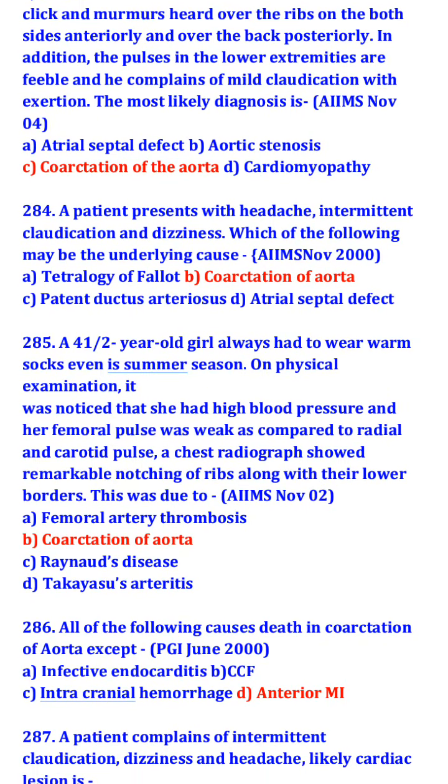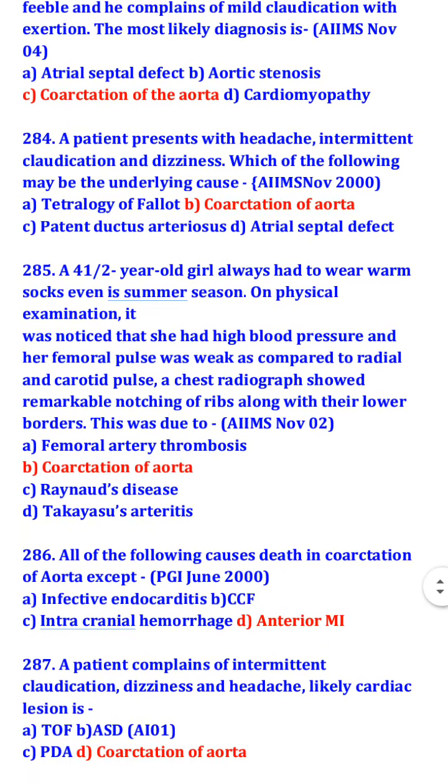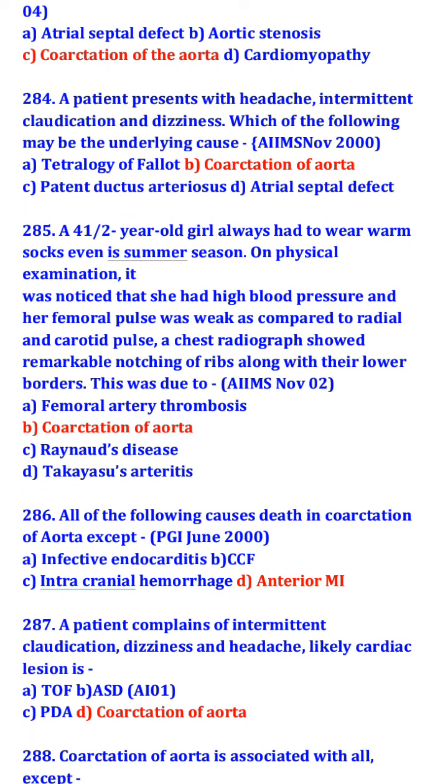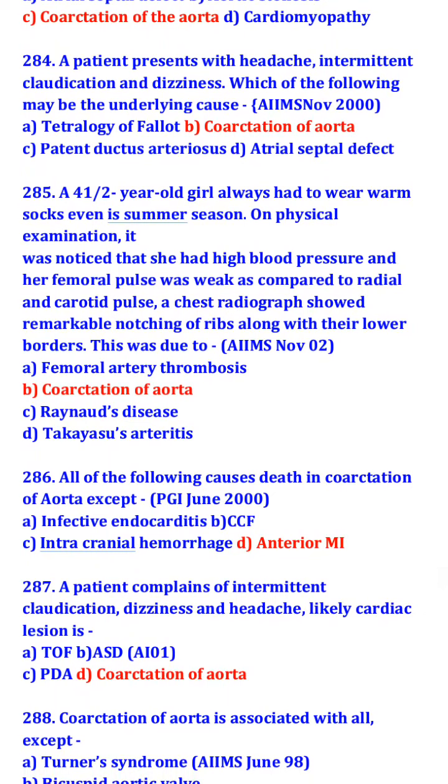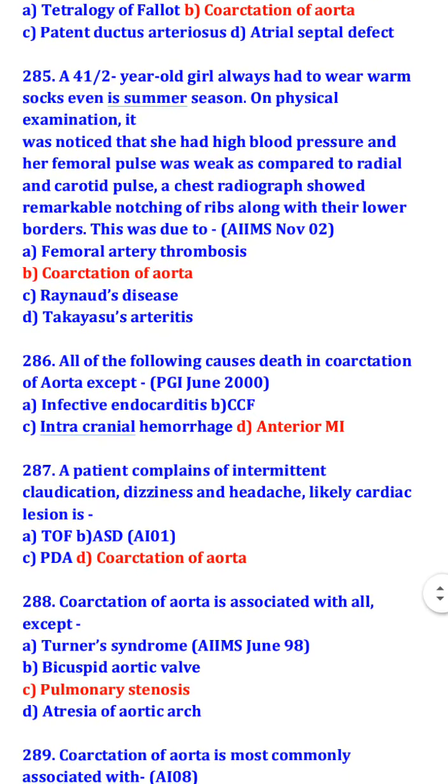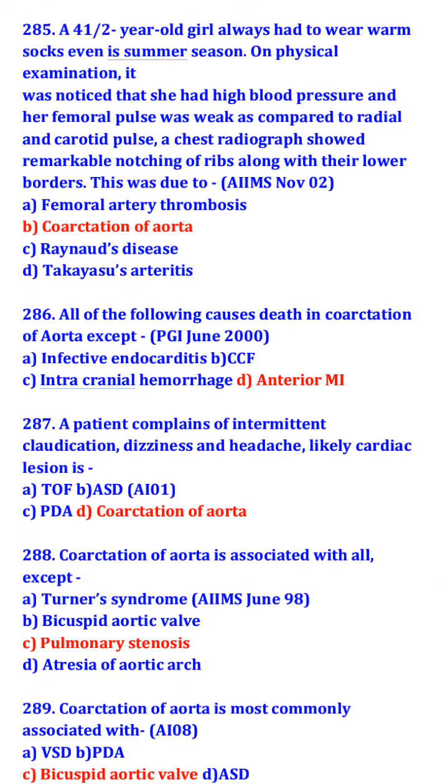A 4.5-year-old girl always had to wear warm socks even in summer season. On physical examination, it was noticed that she had high blood pressure and her femoral pulse was weak as compared to radial and carotid pulse. A chest radiograph showed remarkable notching of rib along their lower border. This was due to coarctation of aorta. All of the following cause death in coarctation of aorta except anterior myocardial infarction. So, what are the causes of death in coarctation of aorta? Infective endocarditis, CCF, that is congestive cardiac failure, and intracranial hemorrhage.